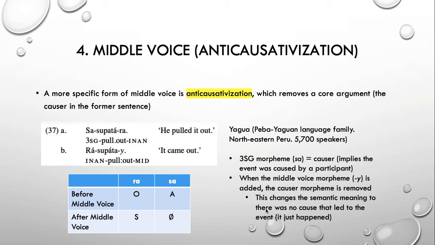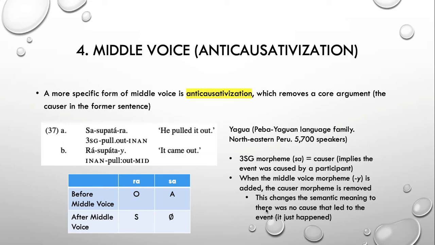To be more specific, there is a different middle voice, which is anti-causalization, which removes a core argument or the cause of an event, which changes the meaning of the sentence as now the event has occurred without any particular cause for it.